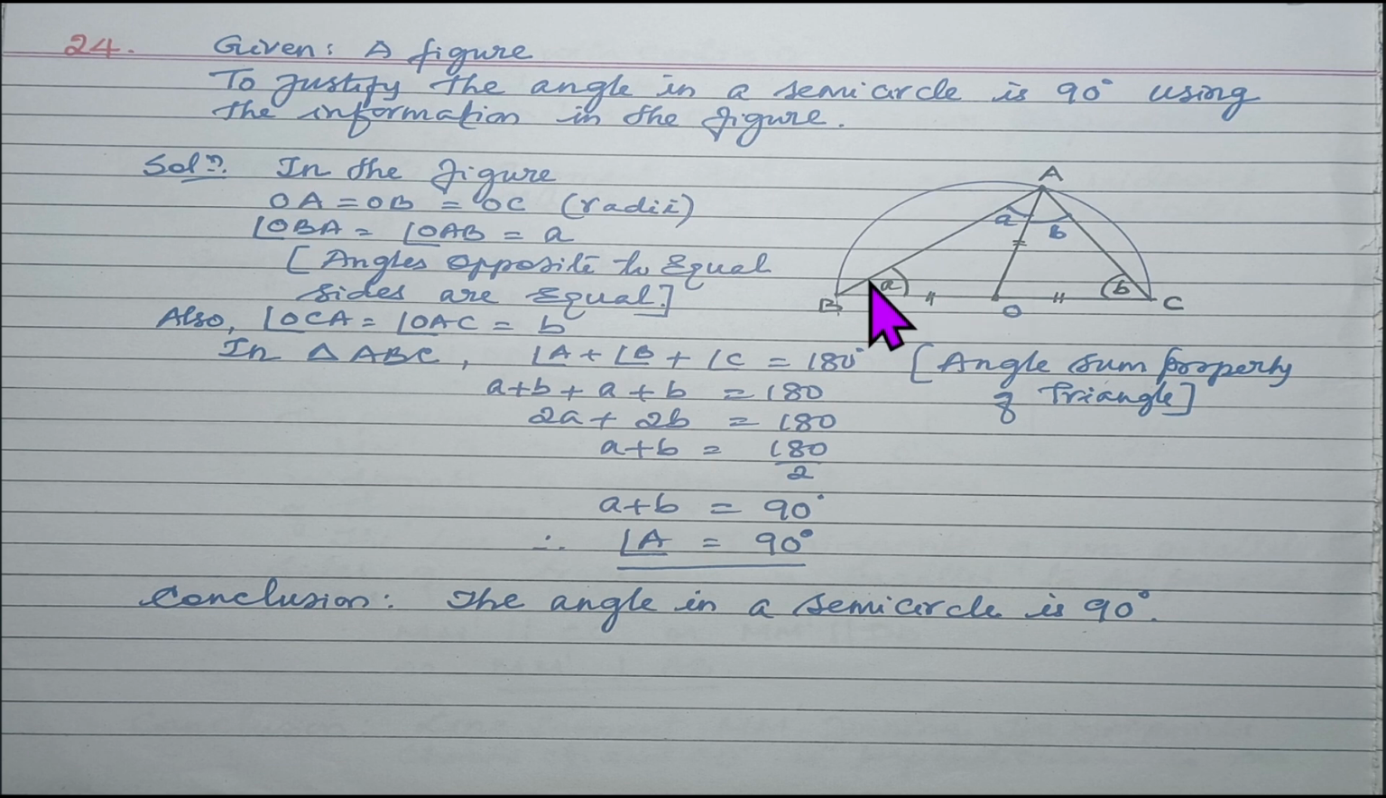Now in the figure, OA is equal to OB is equal to OC. That means all these sides are equal, but we know that the angles opposite to equal sides are equal. Therefore, if OBA is A, OAB is also A. Similarly, if OCA is B, then OAC is also B. Now take the triangle ABC. In triangle ABC, angle A plus angle B plus angle C is equal to 180 degrees. That means A plus A plus B plus B is equal to 180 degrees, 2A plus 2B is equal to 180 degrees, or A plus B is 180 by 2, or A plus B is 90 degrees. Angle A plus B is angle BAC here, therefore angle BAC is 90 degrees, or the angle in the semicircle is 90 degrees.